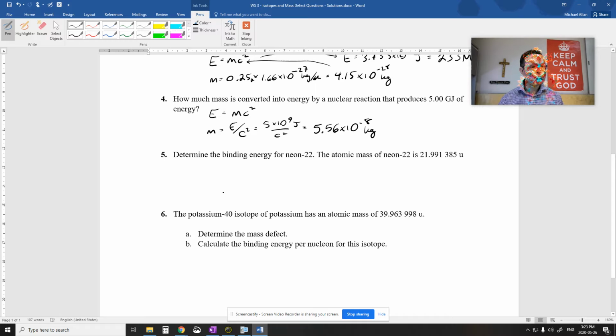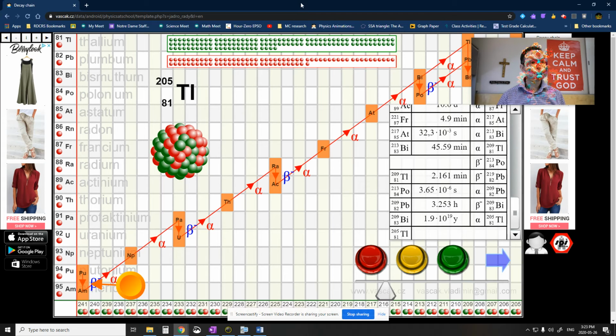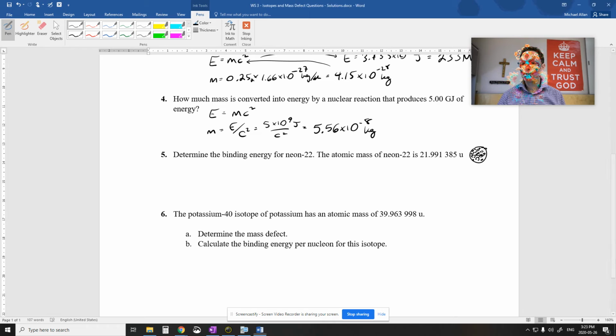Okay. Determine the binding energy for neon 22. And they give us the atomic mass of neon over here. Now, remember to figure this one out, this is the mass of the nucleus all together, like all one piece, all 22 pieces. To find how much energy is binding this together, I need to find the mass of all the pieces separated. Now I can do this pretty precisely because I do have that other sheet. Did I leave it open? I don't know. Nope, didn't leave that one open.